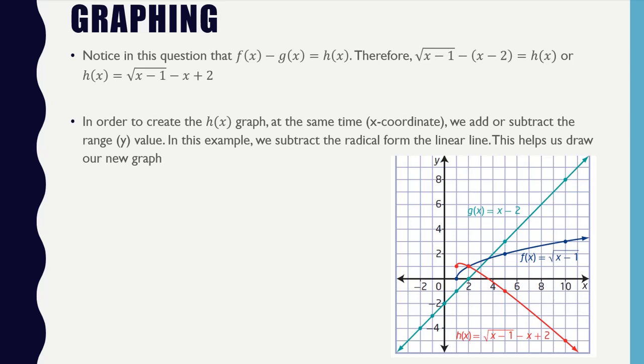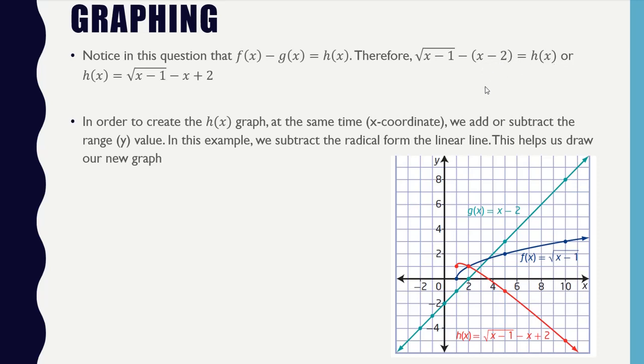Now the last part of that very first example we did was actually the graphing part. And so I'm going to look at an example that's already been graphed for us. So if we go f of x minus g of x equals h of x. And so therefore I'd get the square root of x minus 1 minus x minus 2 is equal to h of x, which is great.